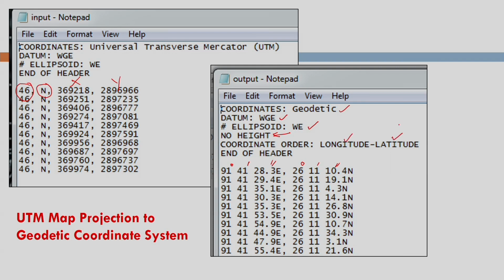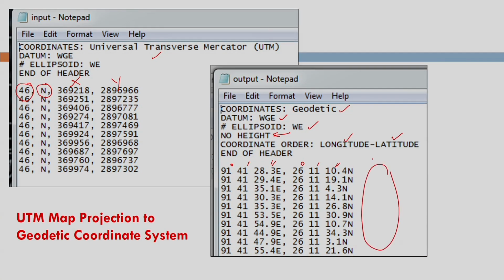Okay. Here in the input, you see Universal Transverse Mercator, which is already a map projection, with WGS84 coordinates and ellipsoid. Here we are not saying that there is no height because we know that a map projection system is by default a 2D projection system, but geodetic can be 3D or 2D, and that is the reason in the geodetic coordinate system we say whether we have ellipsoidal height or whether we don't have the height. In case we don't have the height, heights are not specified here in the output.